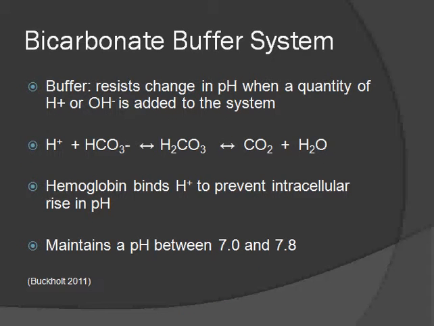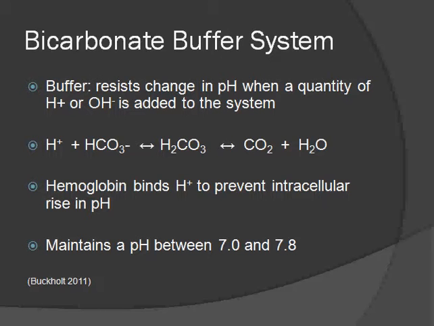A buffer is a compound in solution that resists change in pH when a quantity of hydride or hydroxide is added to the system. The carbonic acid bicarbonate buffer system in the blood exists to maintain a pH between 7.0 and 7.8. The major component of the extracellular bicarbonate buffer system is carbonic acid, which is formed by anhydrase in the red blood cells. Carbonic acid dissociates into bicarbonate and hydrogen ions. Hemoglobin binds the hydrogen ions to prevent an intracellular rise in pH, while the bicarbonate diffuses into the plasma.